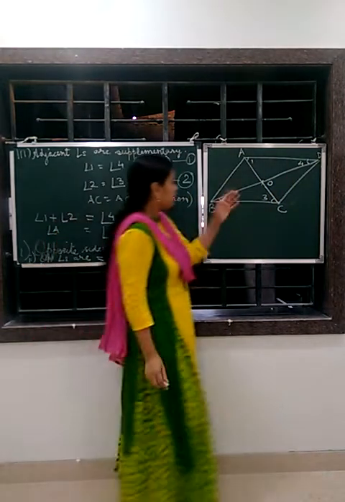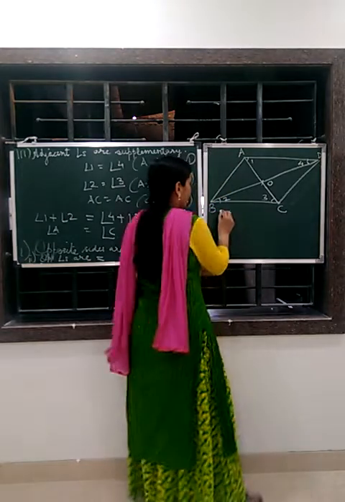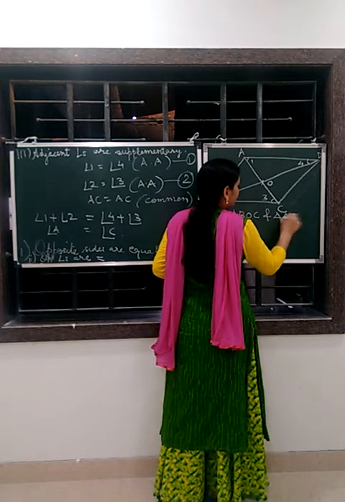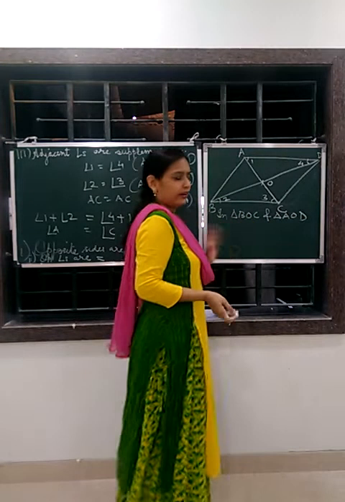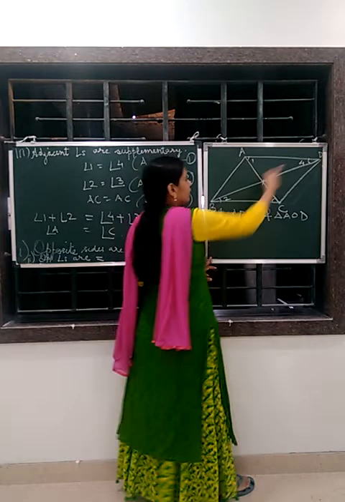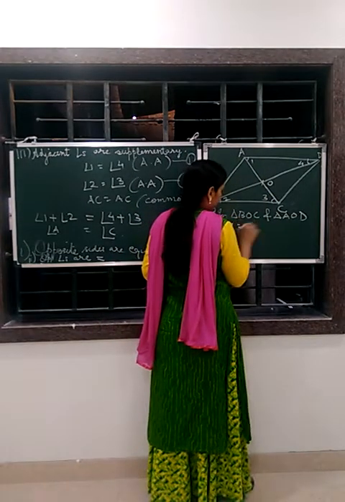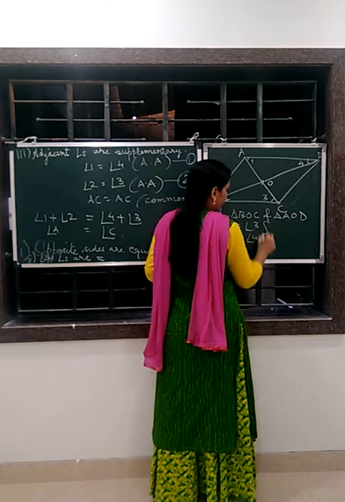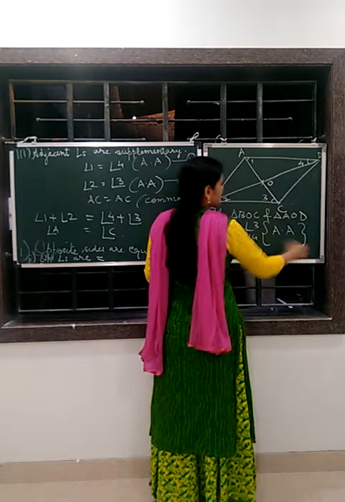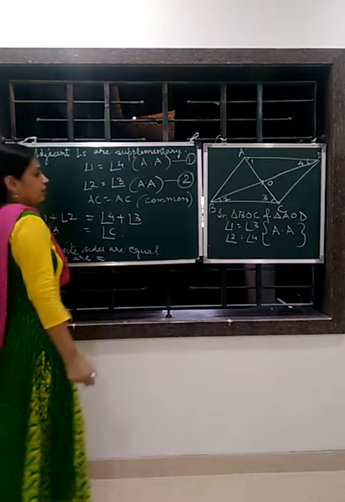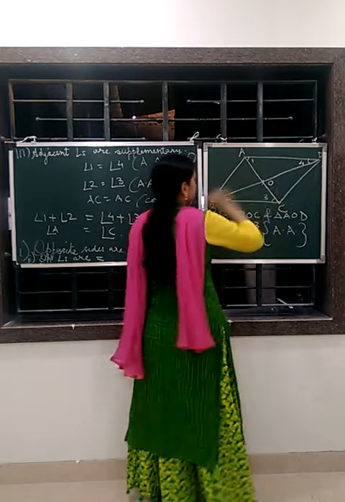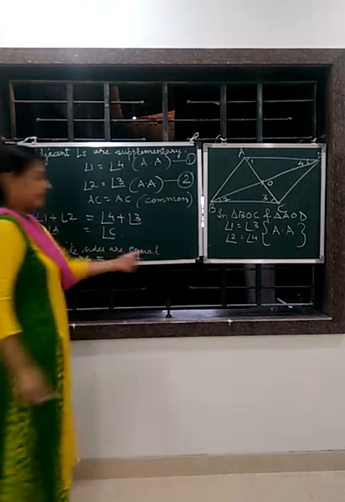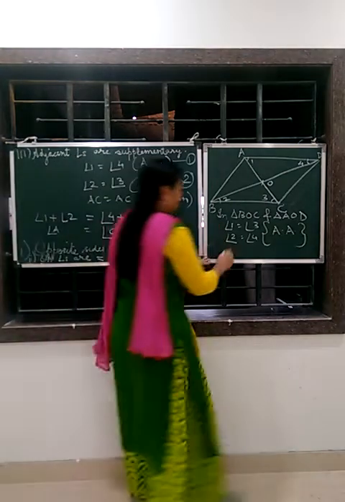Okay, if we talk about BOC and AOD. So in triangle BOC and triangle AOD, you can take DOA or AOD. So angle 1 is equal to angle 3, again alternate angles, and angle 2 is equal to angle 4. They both are alternate angles. Got it? Also, BC is equal to AD because we've already proved that opposite sides are equal. So by this property, opposite sides are equal.